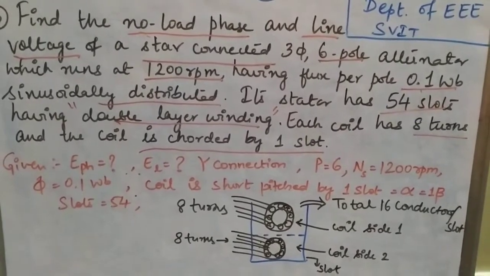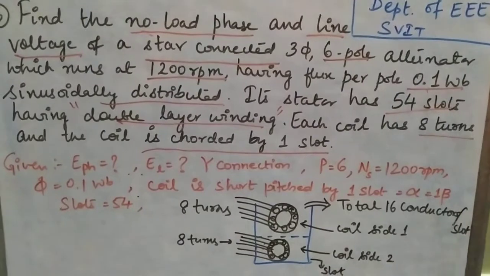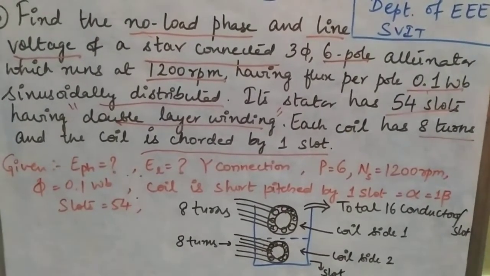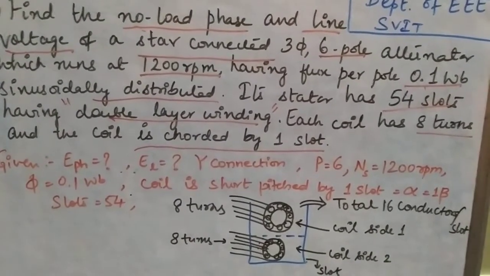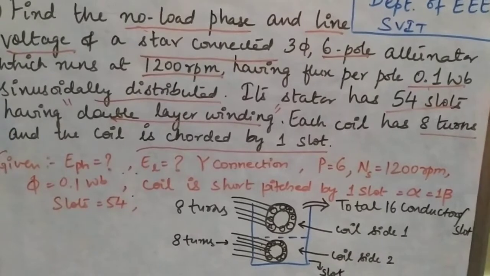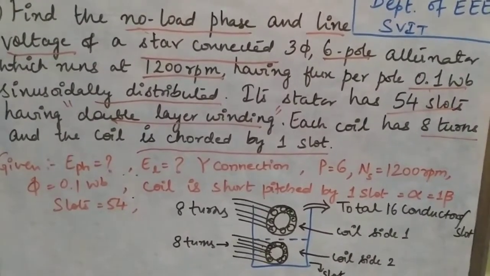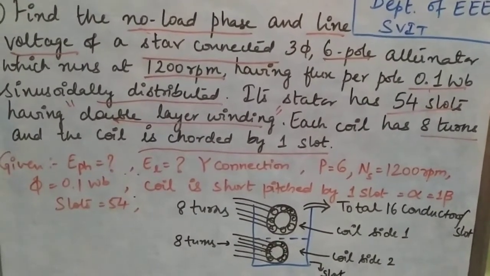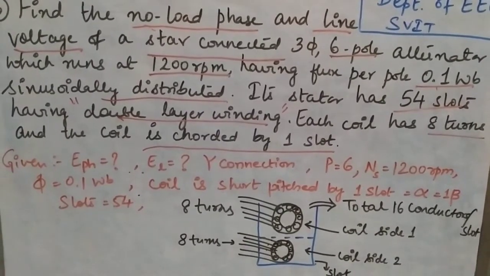In the previous first session, we solved the problem based on these subsections with full pitched and short pitched coils. We can follow it up. There we observed that alpha will be equal to 1 times beta, that is, it is short pitched only by 1 slot. So we have to find the beta value. The slots they have given clearly as 54, as well as the double layer winding.